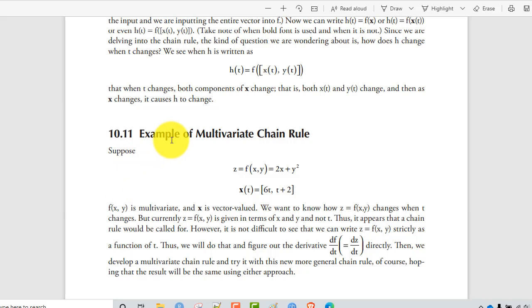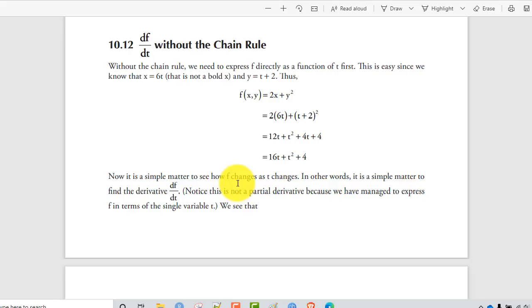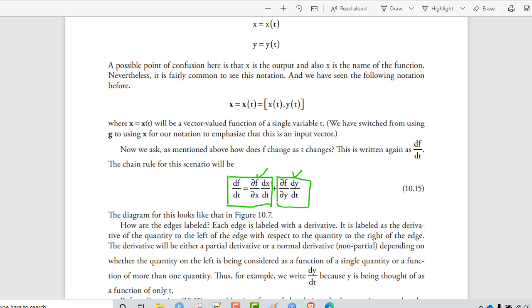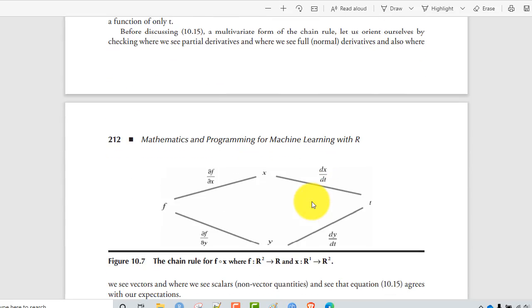It's called Example of Multivariate Chain Rule in the text. Here we have z as a function of x and y, and this is the function of x and y for our example. And then x, the vector x, has two components, and each component is a function of t. So that's the example that we're going to do here. Now we want to know, when we change t, how does z change? Here's the way it's written in the book, and here's the picture.